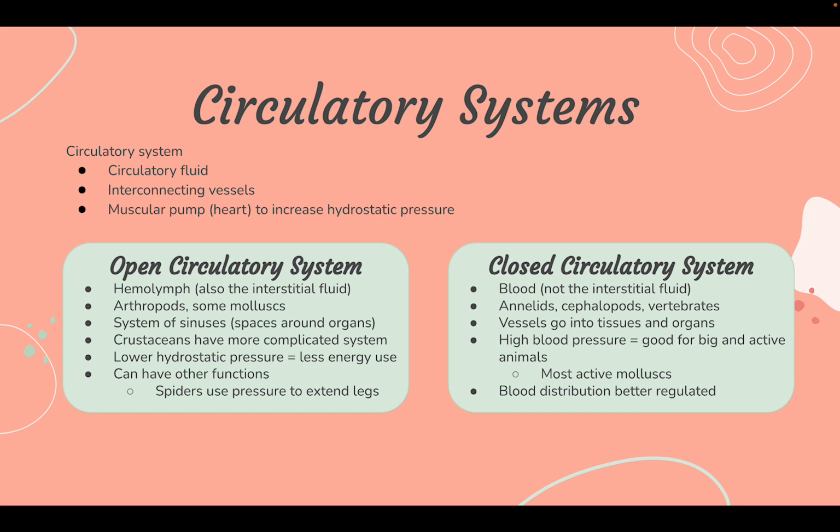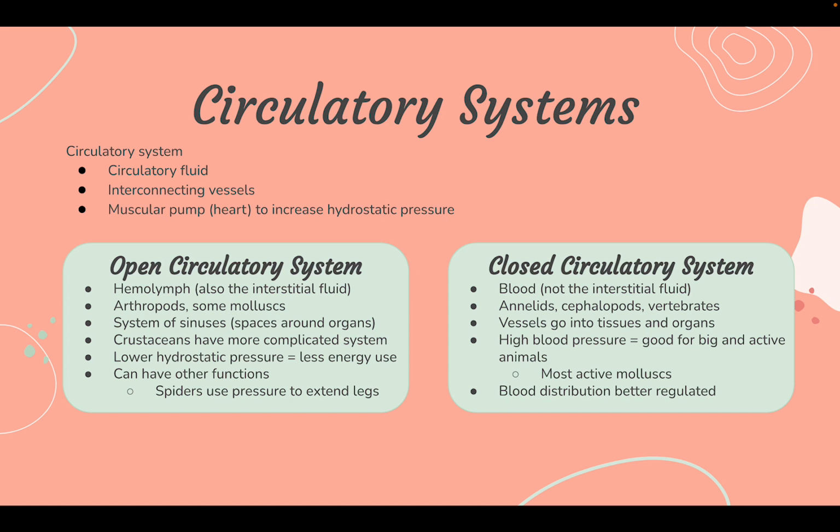So, in an open circulatory system, the circulatory fluid is hemolymph, which is also the interstitial fluid. So, in humans, we have blood, right? But we also have interstitial fluid, which is the fluid between our cells, and those are two discrete things. But in an open circulatory system, hemolymph serves both of those functions. So we see this in arthropods and some mollusks, and its version of interconnecting vessels is a system of sinuses, which are spaces around organs. And crustaceans are going to have a more complicated open circulatory system.